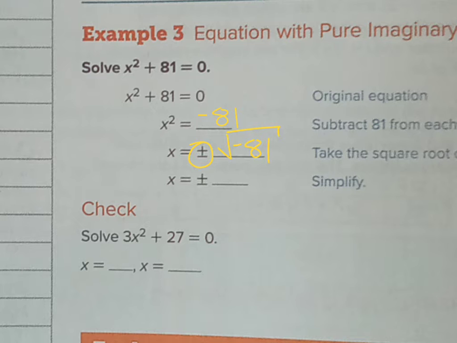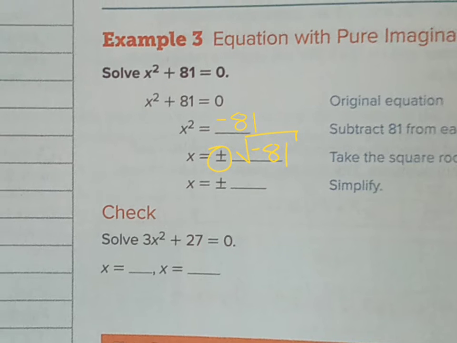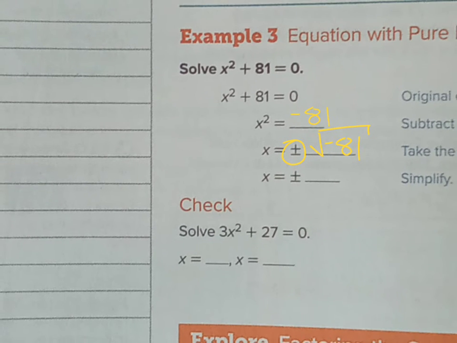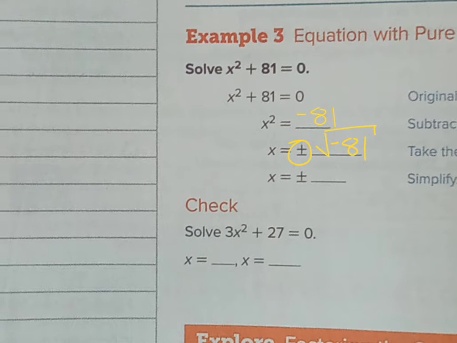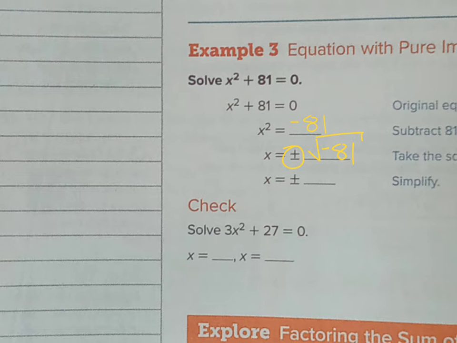So when x squared minus 81 equals 0, does that have a real solution? Yes, it would have 2 real solutions, correct. So it's only imaginary if you're taking the square root of this negative number.